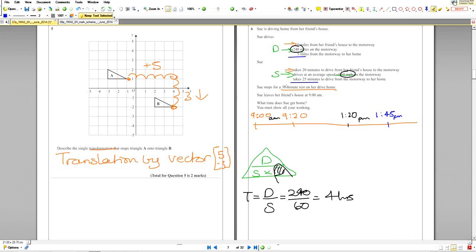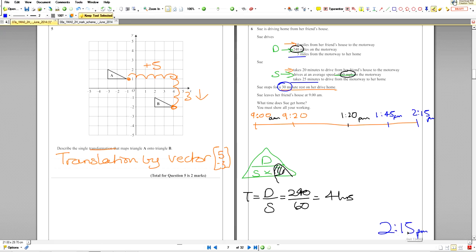Okay, and the last but not least, it said that she stopped for 30 minutes. So let's add 30 minutes on now. So what's 145 add another 30 minutes? 2:15. Okay, so what is the final answer? 2:15. 2:15 p.m.